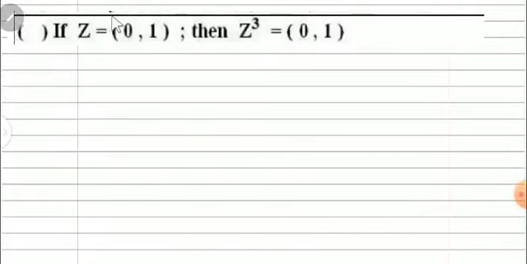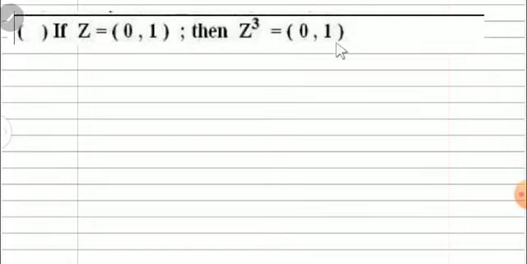Today in this video, we are going to solve some questions about complex numbers. So, let us get started. This question says, z equals (0, 1), then z to the power 3 equals (0, -1). Is that correct or not?